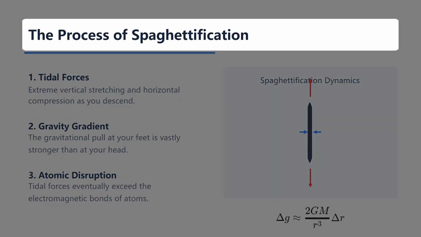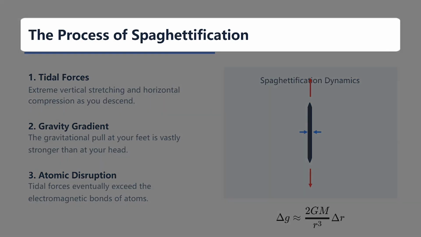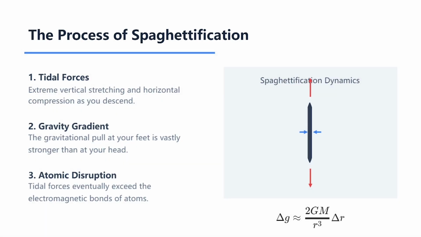This formula here represents the gravity gradient. In our daily lives on Earth, the difference in gravity between our head and our feet is negligible. However, near a black hole, that difference, represented here by delta G, becomes so immense that it overcomes the internal forces holding an object together. Essentially, because gravity weakens with the square of the distance, the pull on your feet is significantly stronger than the pull on your head. This gradient is what causes the stretching effect we just discussed.